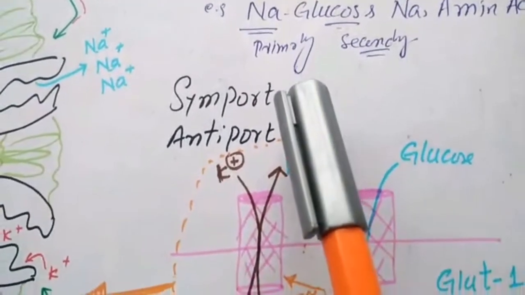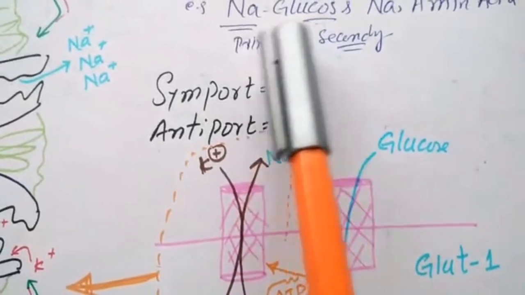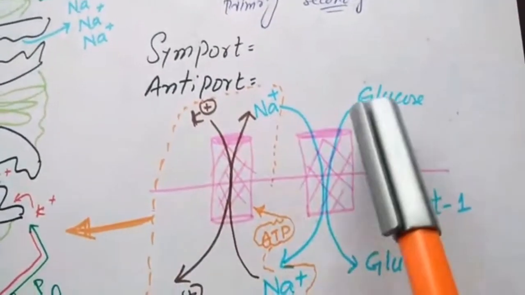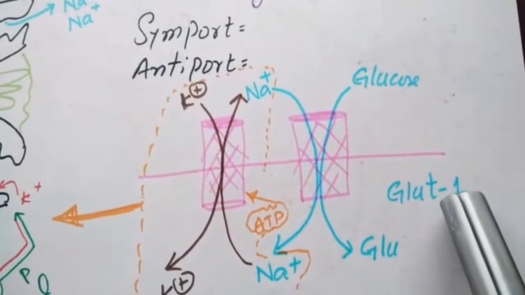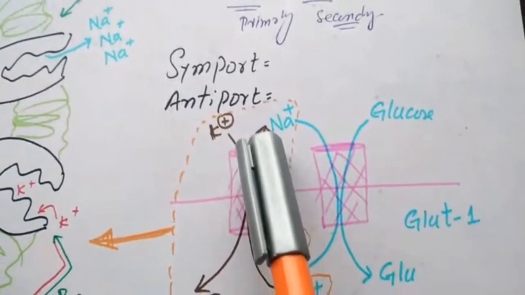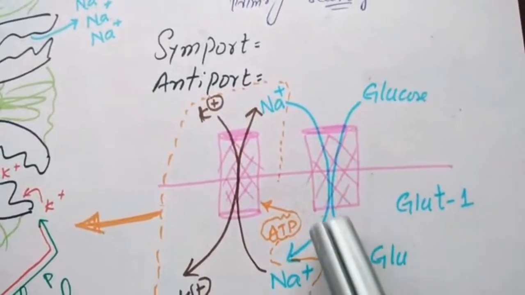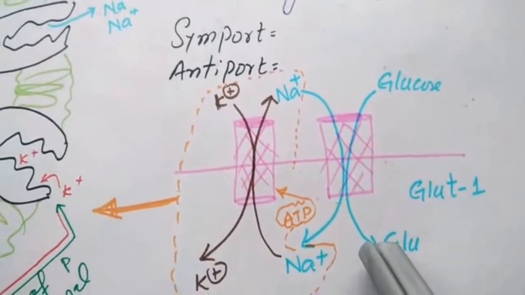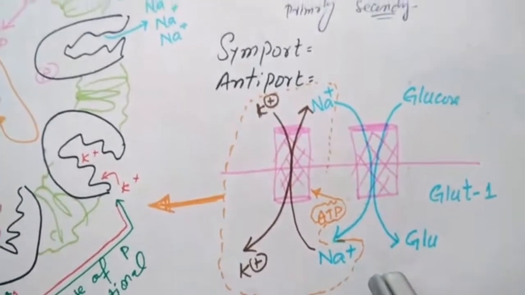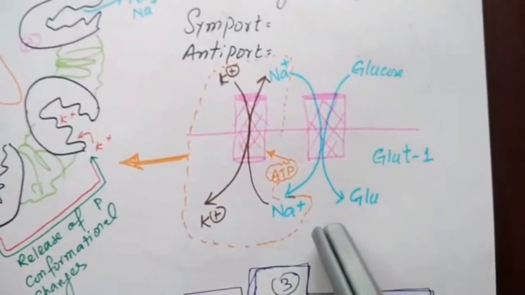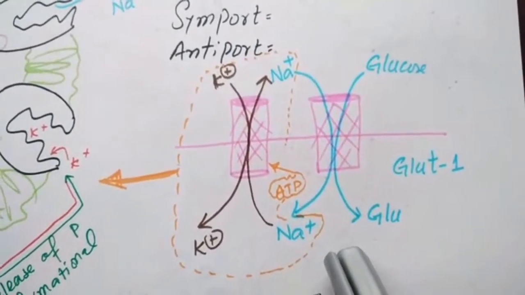They are known as co-transport. In sodium-glucose transport at GLUT transporter 1, sodium is primarily transported and glucose is secondarily transported. This transportation needs energy. The co-transport is of two types.